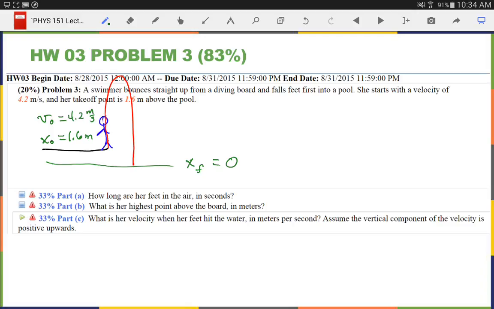There's one more thing I know that wasn't given. What's that one last thing I know that wasn't given? Acceleration due to gravity. I know that she has an acceleration that's pointing down, right? So the acceleration is going to be minus g, or if you prefer, minus 9.80 meters per second squared, because it's pointing downward and we're considering up positive. Now I look at my questions. How long are her feet in the air in seconds? So I'm looking for time here.